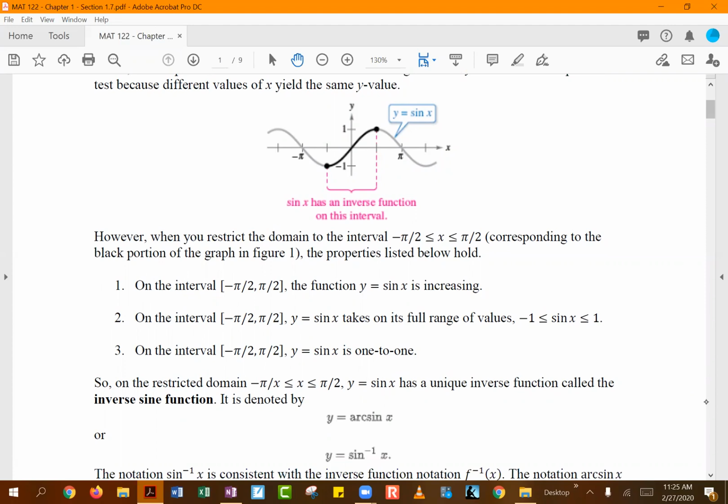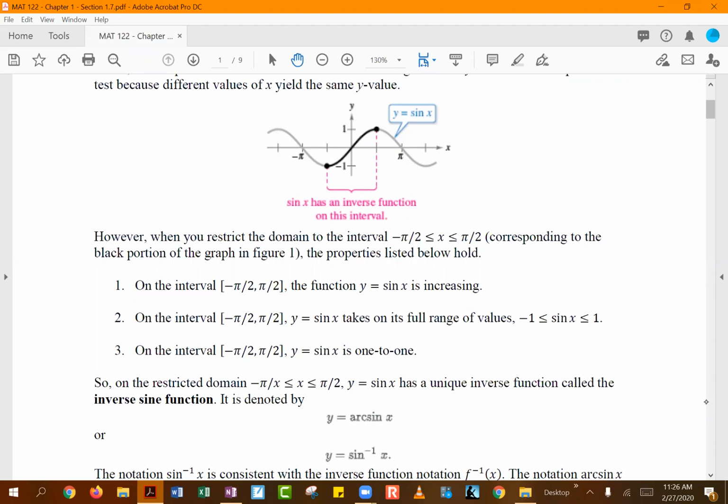So you will notice we are restricting the domain from negative pi halves to positive pi halves. So that's going to be this little darker shaded area right here. So if we're only looking at that little portion of the sine function, then of course it's going to pass the horizontal line test, which means we can say that this graph is one-to-one. We can find its inverse.